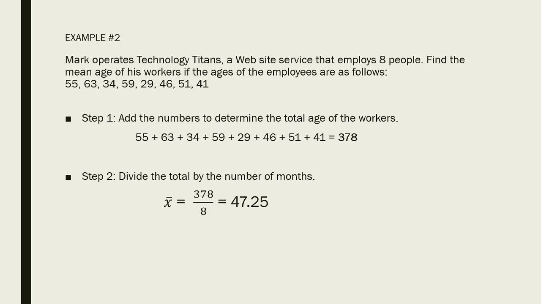So divide the total by the number of workers. So since we have 8 workers, 378 divided by 8 is 47.25, and that will be our mean.